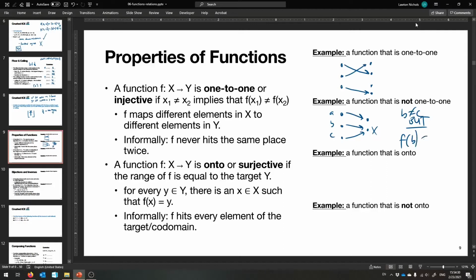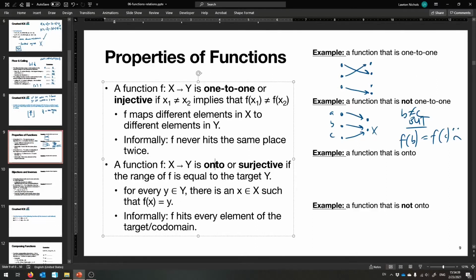F of B is equal to f of C. Sad face. Okay? Alright, so that is one-to-one, or injective. And now we have onto, or surjective. Another Latin root we like to use. These are interchangeable, onto or surjective.